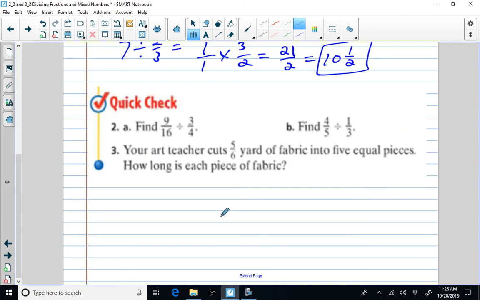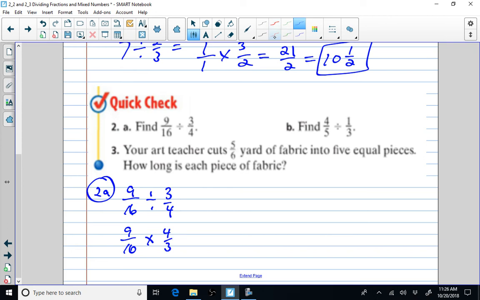All right. Let's try these examples down here. We'll try example 2A. So if I try 2A, we have 9/16. I want to divide that by 3/4. When we divide fractions, I'm going to multiply by the reciprocal. So this becomes 9/16 times 4 over 3.